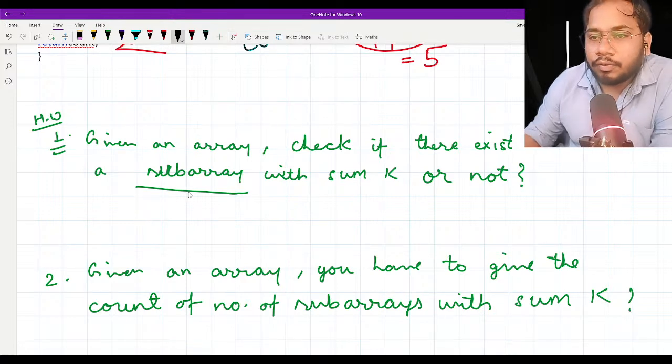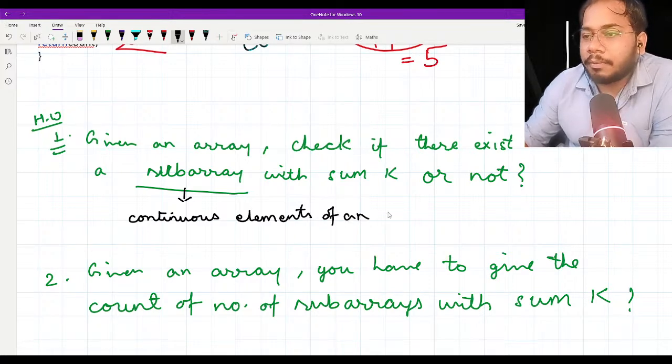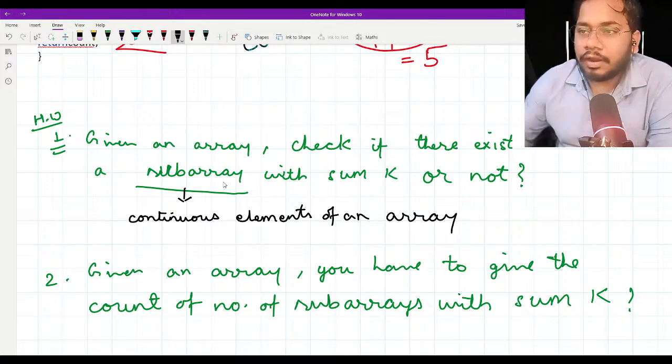I will tell you a very small but sufficient definition. Continuous part, or continuous elements will be the correct word. Continuous elements of an array. So this is a subarray. So I will tell you the question.